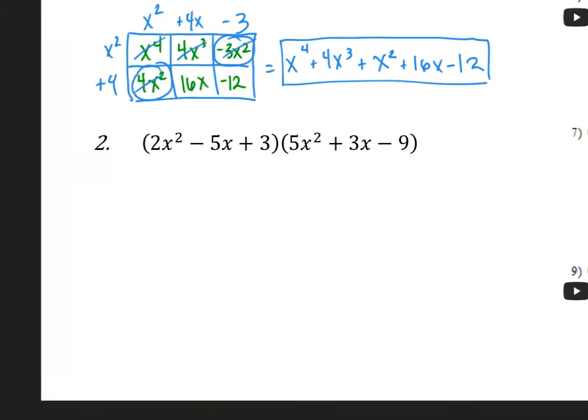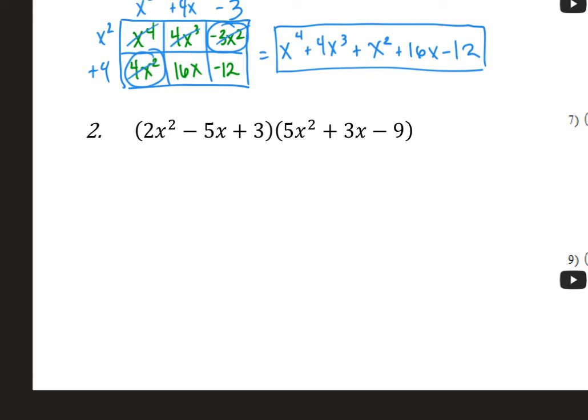Alright, there's one more way you can multiply, and I didn't go over this in the video yesterday, but this one might be helpful for some of you. You can basically multiply this the same way you would multiply 2 3-digit numbers. So we're going to stack them, so 2x squared minus 5x plus 3, and then we're going to multiply by 5x squared plus 3x minus 9. So the way that we would multiply a 3-digit number, we're going to basically do it the same way.